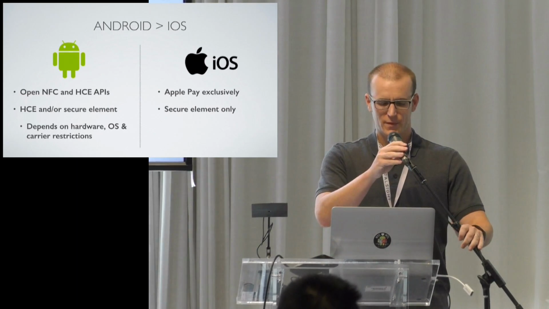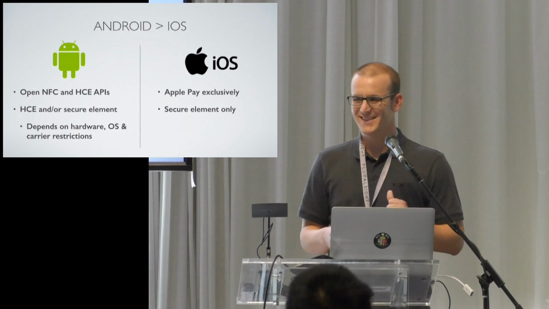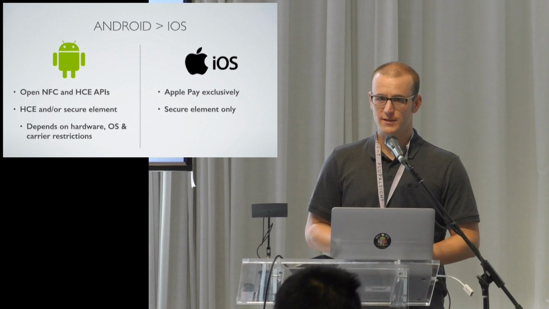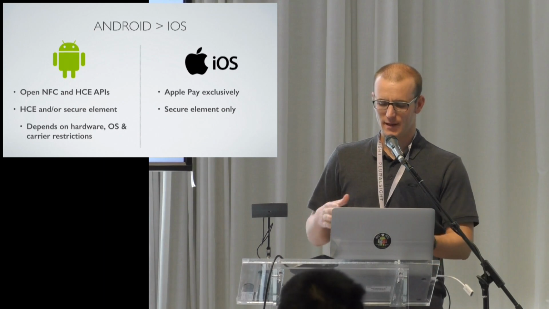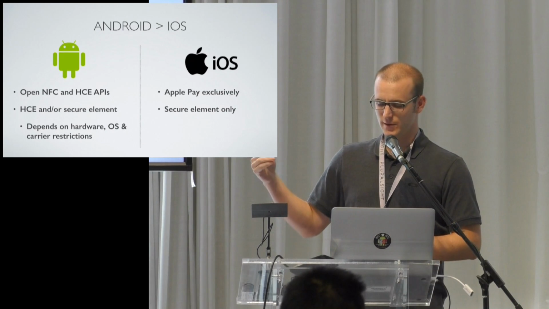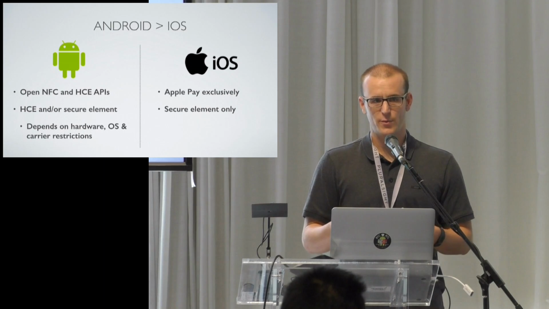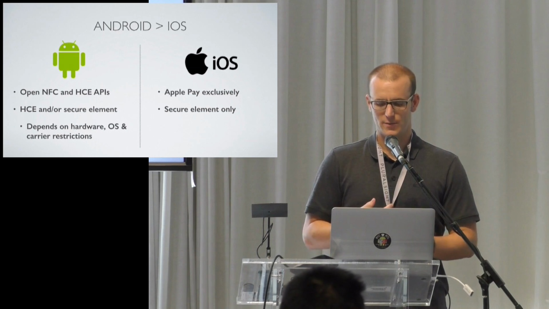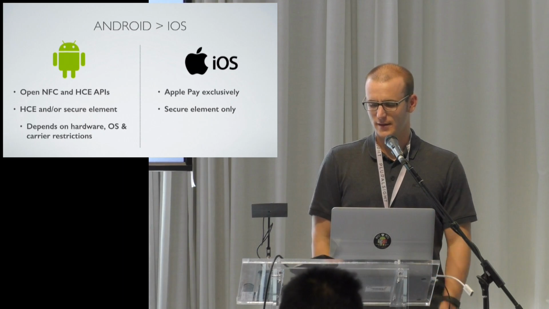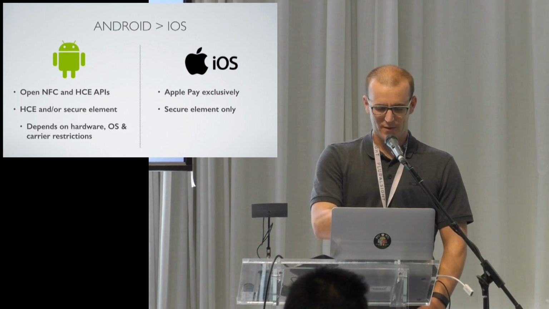All right. Now, obviously, we're all here because Android's better than iOS, but specifically, it's better because we have open APIs for NFC, which is the tags and Android Beam, but also HCE APIs, which we're going to talk about. On iOS, you can only do payments with Apple Pay, which means proprietary APIs that nobody can access, and you can't innovate with any cool new things.